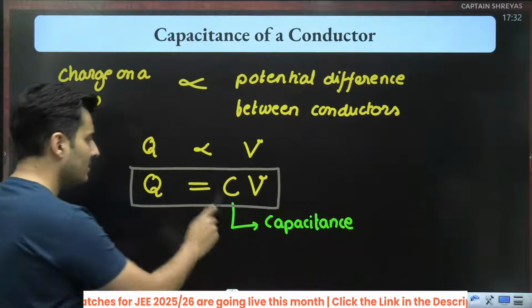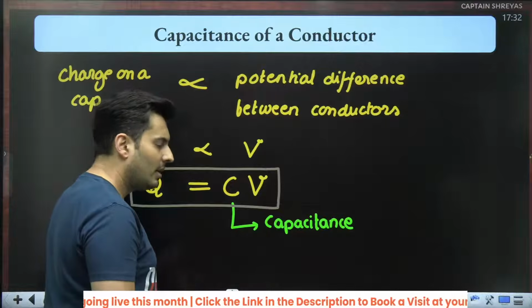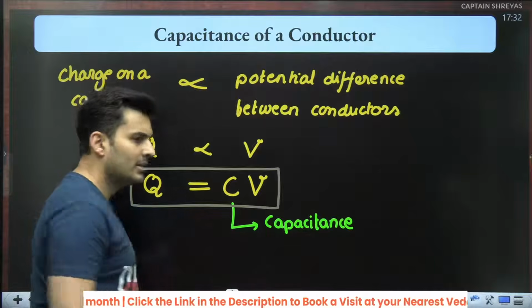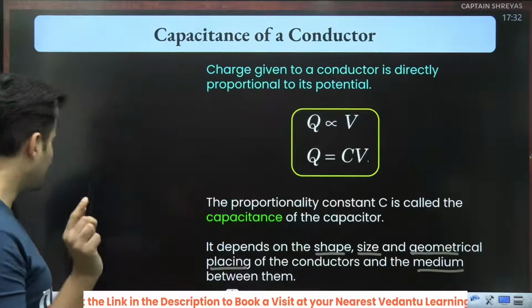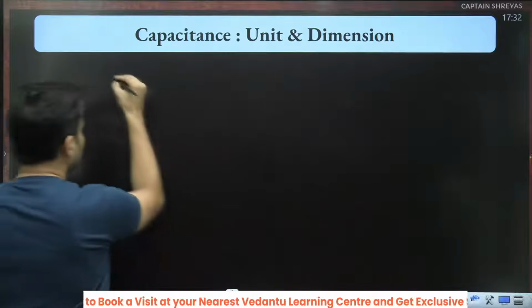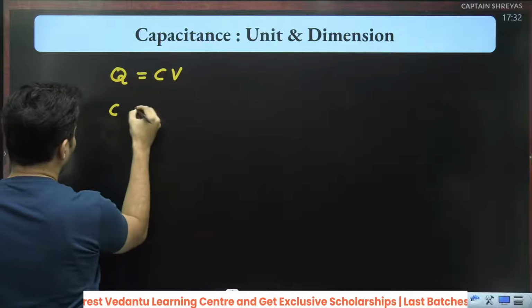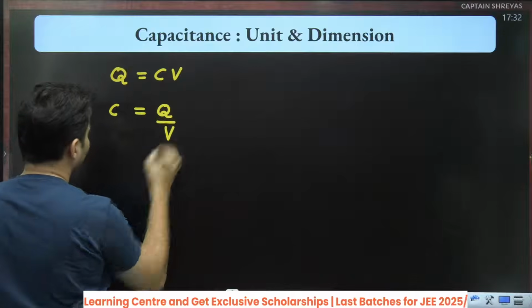This capacitance does not depend on the voltage nor on the charge. Rather, it's the other way around. But rather, this capacitance depends on the geometry, the shape, the size, and the nature of it. What's the unit of capacitance? It's very simple. See, if Q is equal to C into V, therefore C will be Q divided by V.